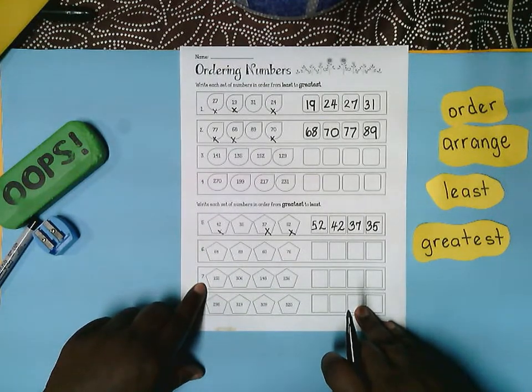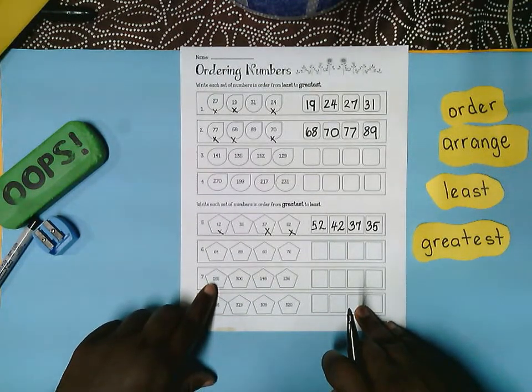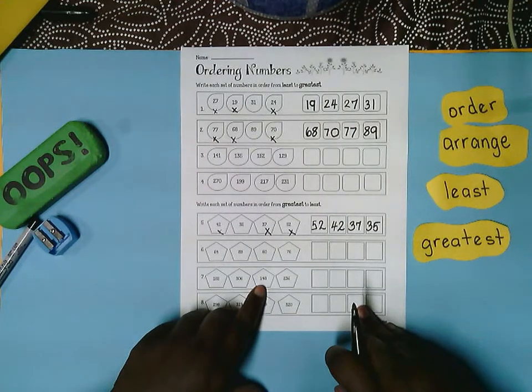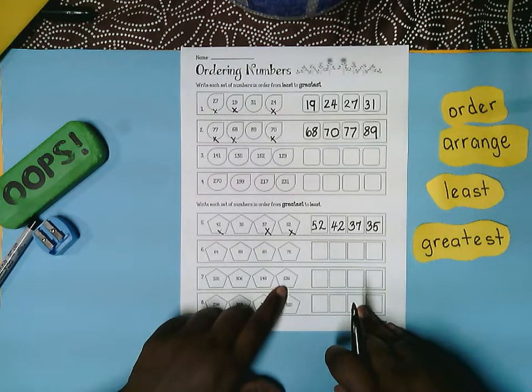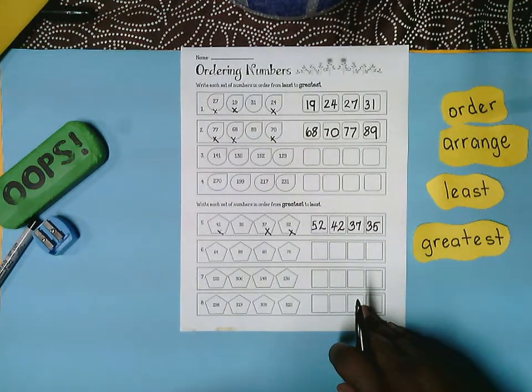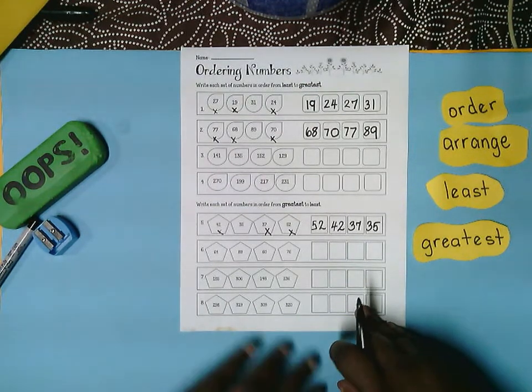Now let's do number 7. I have 1 hundred, 5 tens, 5 ones, 155. Then I have 3 hundreds, 0 tens, 6 ones, 306. Here I have 1 hundred, 4 tens, 8 ones, 148. And here I have 2 hundreds, 3 tens, and 6 ones, 236. So, which number is the biggest or greatest?